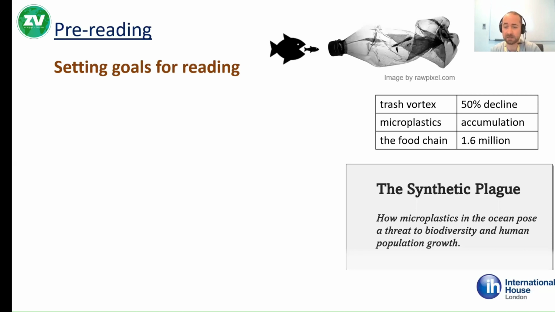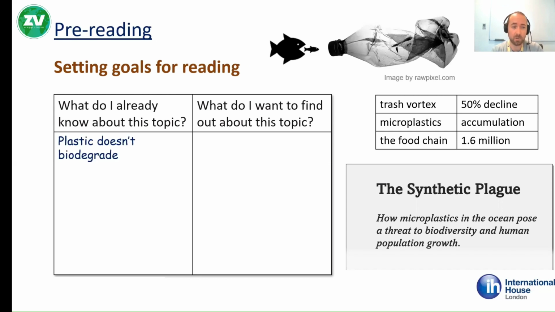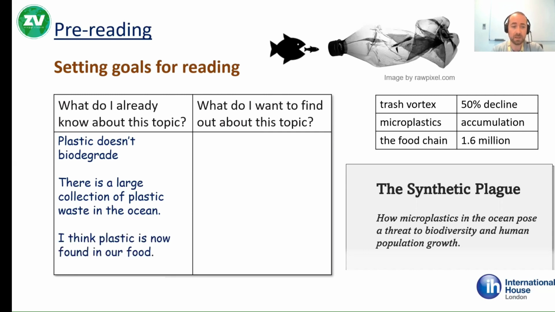So here we have the title and a subheading: How microplastics in the ocean pose a threat to biodiversity and human population growth. So learners can make notes or discuss what they already know about this topic, but also what they want to find out. So learners might know that plastic doesn't biodegrade and there's a large collection of plastic waste in the ocean. And maybe they think plastic is now found in our food.